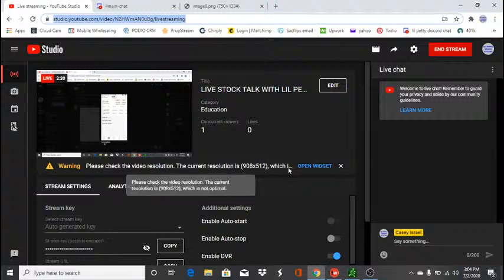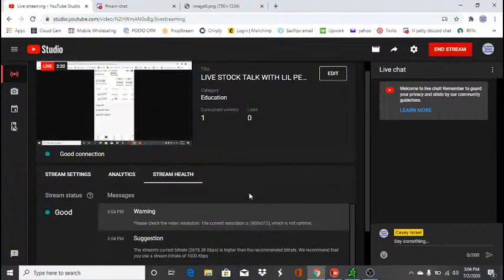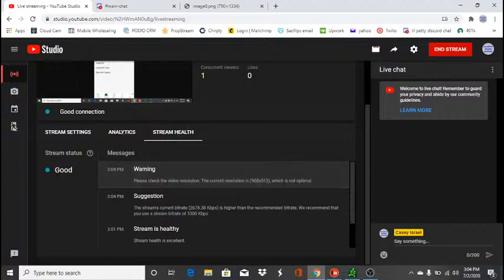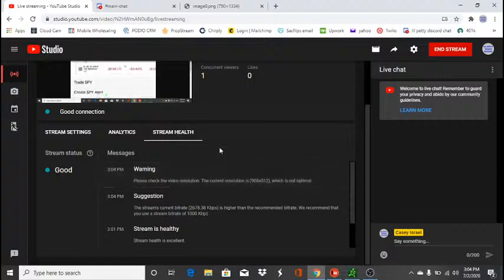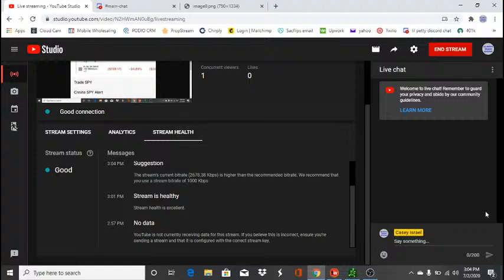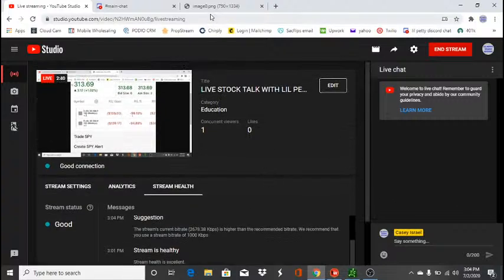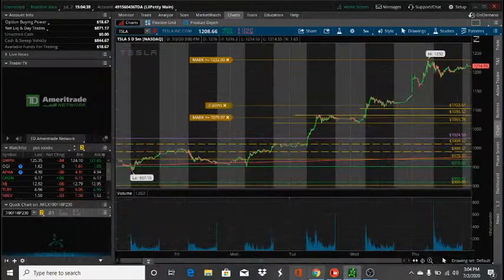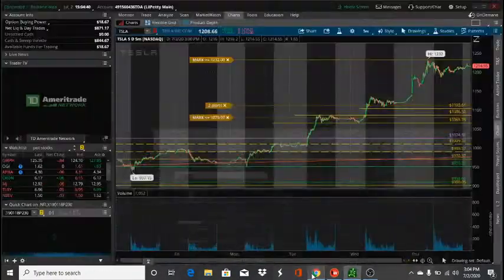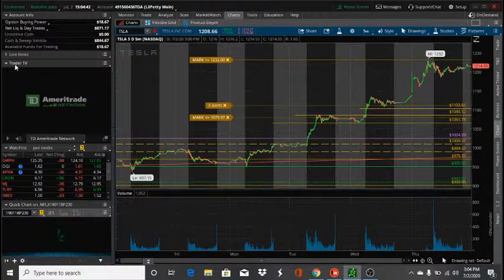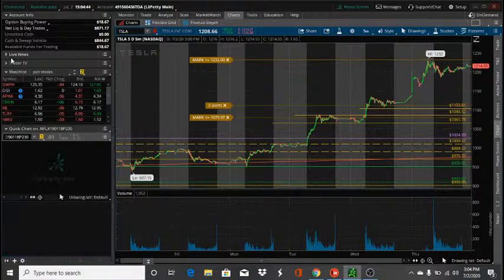Current resolution. Open widget. All right. So I'm still trying to get the streaming stuff together, but we are going to go ahead and set up this Tastyworks, or this Thinkorswim.